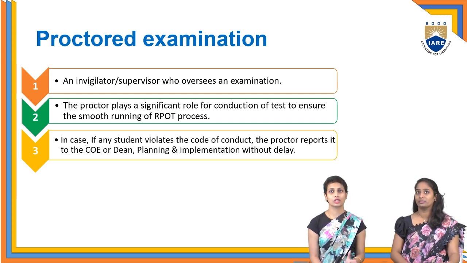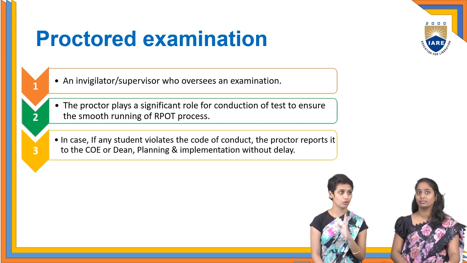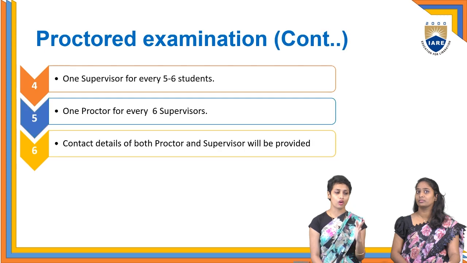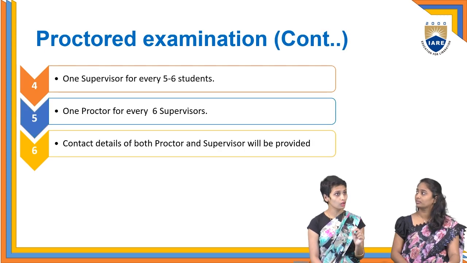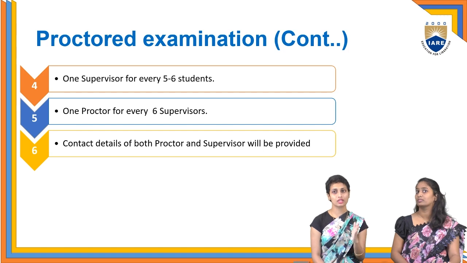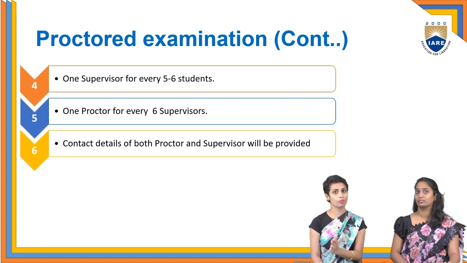Yes, so first coming to proctored examination. In this proctored examination, two members play major important roles. One is the supervisor who will oversee the complete examination, and the other is the proctor who will ensure that the complete exam is running in a smooth way. If any student is violating the code of conduct or doing any kind of malpractice, the proctor will immediately report to the COE or to the Dean of Planning and Implementation. One supervisor will have around 5 to 6 students, whereas the proctor will have around 6 supervisors. We will also provide the contact details of both the proctor and the supervisor.